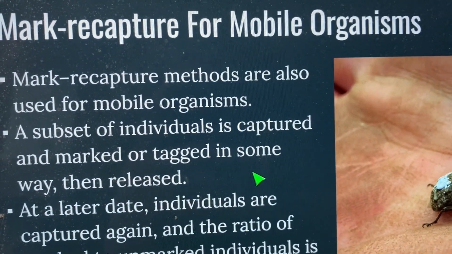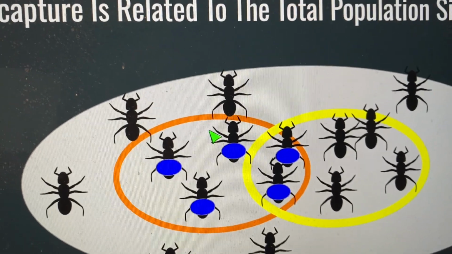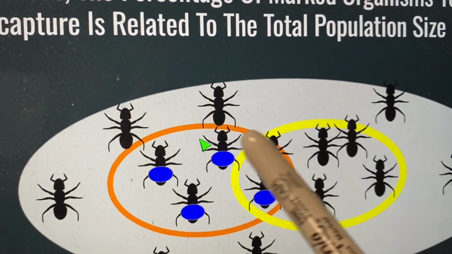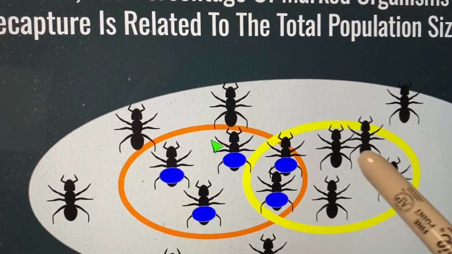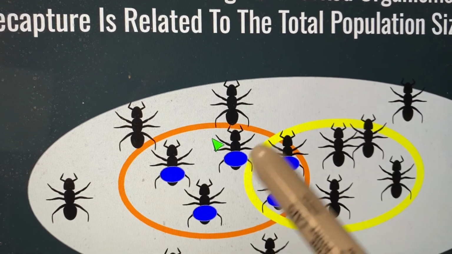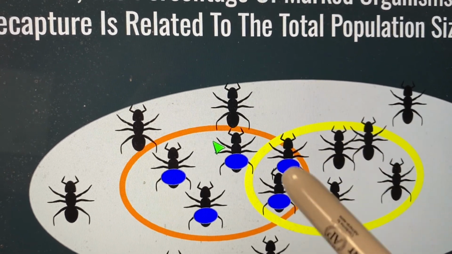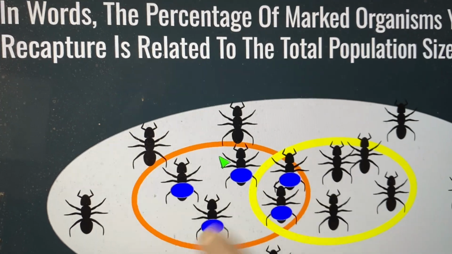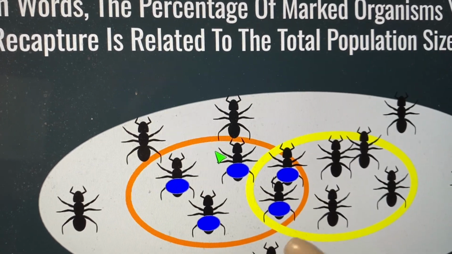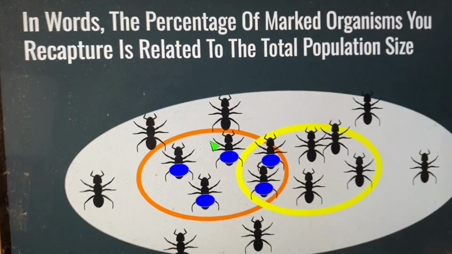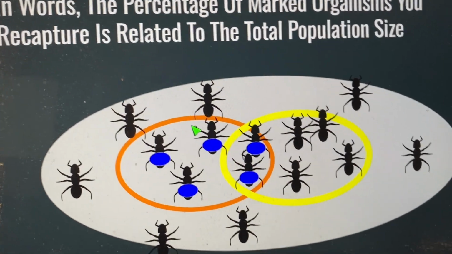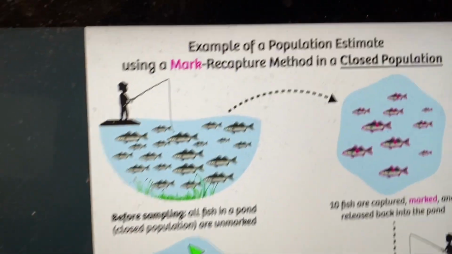But the idea is if you can capture a small amount of the population, mark them, let them go, and then go out and capture another small set of the population, and some of them are marked, that would tell you the percentage of marked organisms relative to the population size. That's in a nutshell. All right?